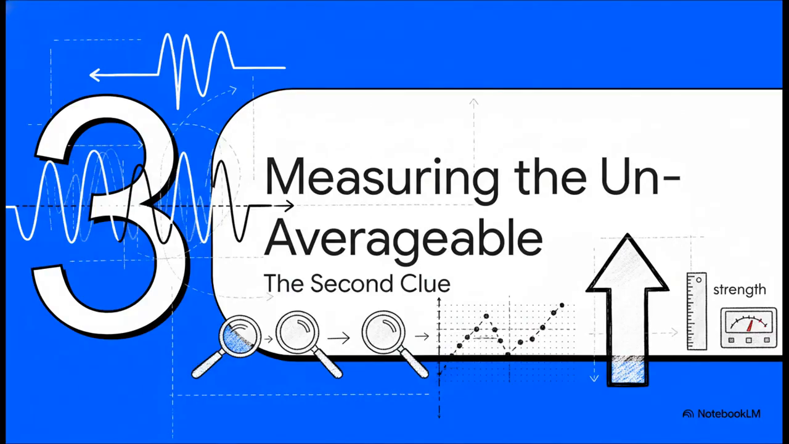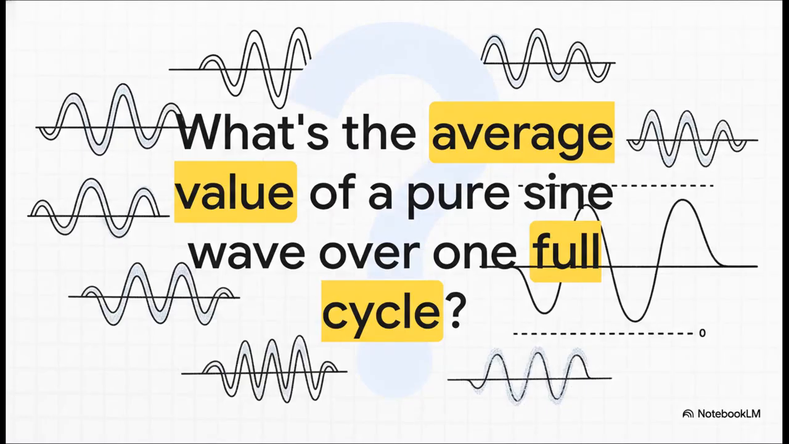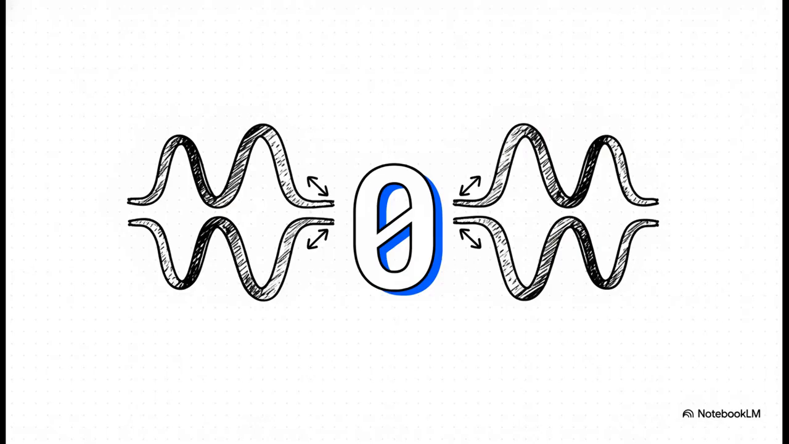Okay, so we can spot a pattern. That's a good start. But it's not enough. To really get what a signal is about, we've got to be able to measure its strength. And this is where things start to get really interesting. Let's go back to that simple, clean, periodic sine wave. Now, if you were to measure its value over one complete up and down cycle and then calculate the average, what do you think you'd get? The answer? 0. A big ol' 0.